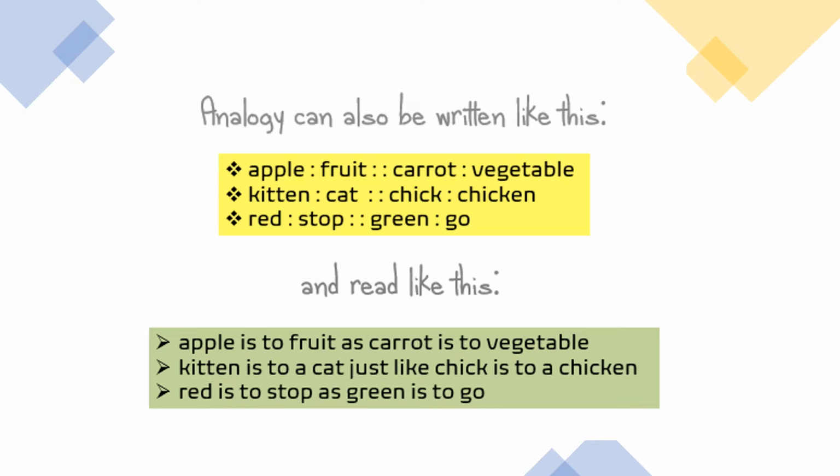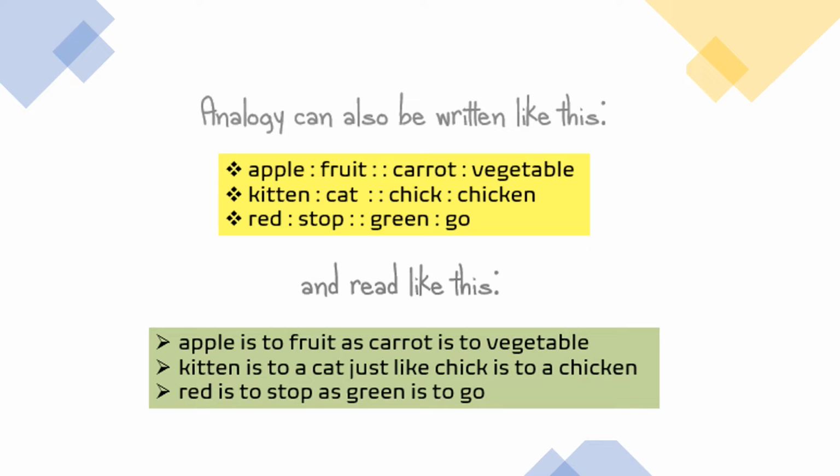Analogy can also be written like this. Apple, colon, fruit, double colon, carrot, colon, vegetable. Kitten, colon, cat, double colon, chick, colon, chicken. Red, colon, stop, double colon, green, colon, go. But this is how we read these analogies.